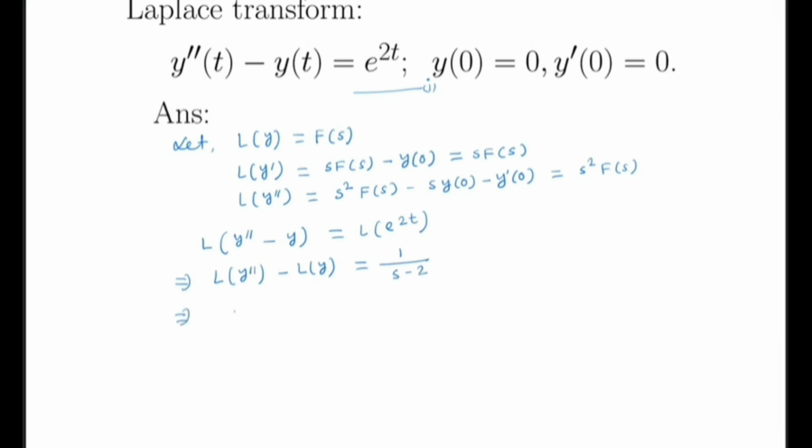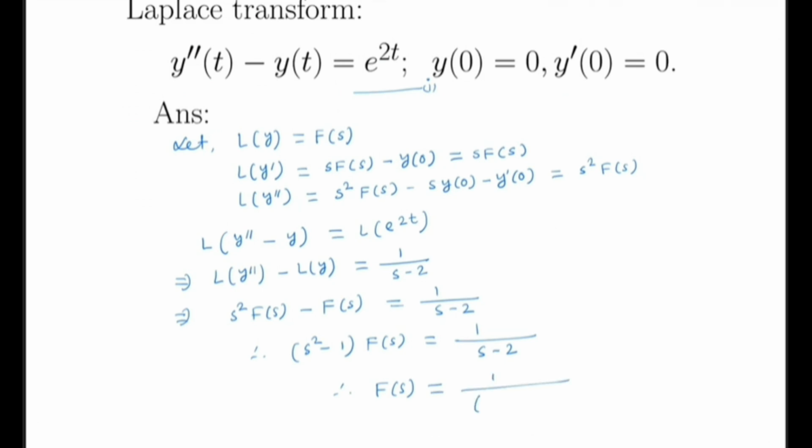Now L of y double prime is s square F(s) and L of y is simply F(s). It is 1 by s minus 2. So we have (s square minus 1) F(s) is equal to 1 by s minus 2. So what is F(s)? It is 1 by (s minus 2) into (s square minus 1). And s square minus 1 is (s minus 1) into (s plus 1). So we write (s minus 2) into (s minus 1) into (s plus 1).